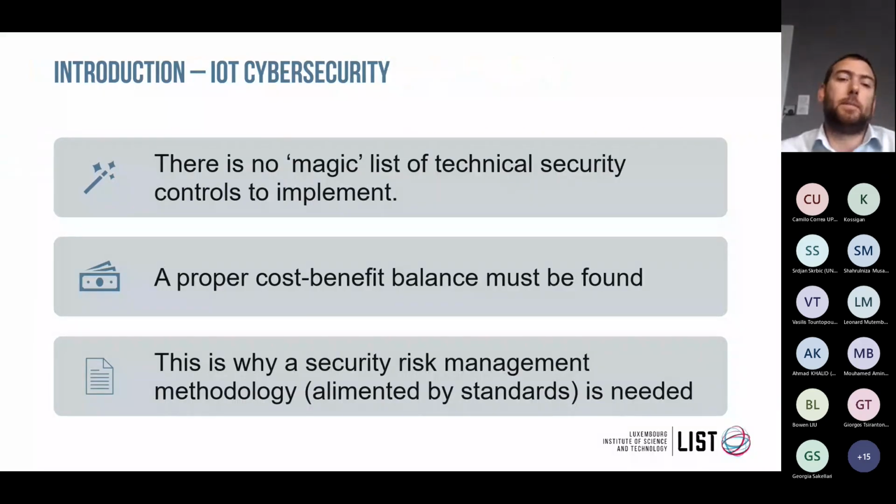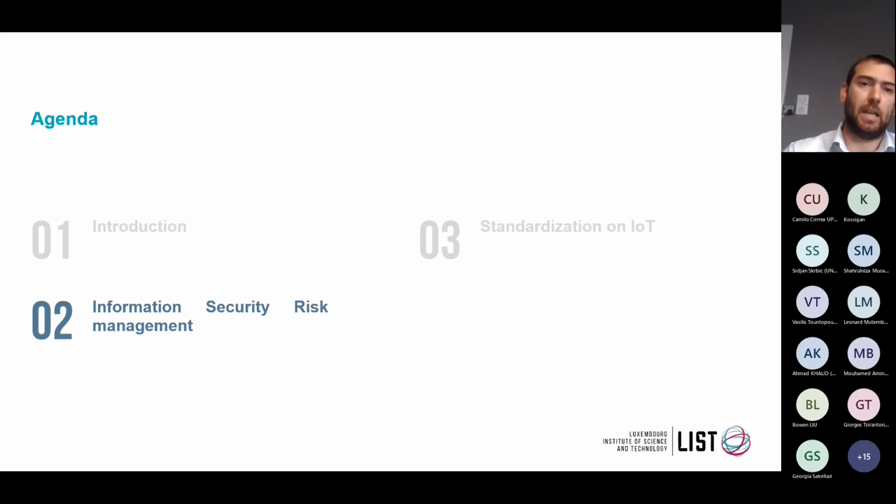Maybe I will disappoint some of you, but for IoT security, as for every domain, there is no magic list of technical security controls that you can implement. It is also important to obtain a proper cost-benefit balance, and this is why a security risk management methodology fed by standards is useful and needed. Thus, we will have here an overview of information security risk management before seeing the standardization on IoT.